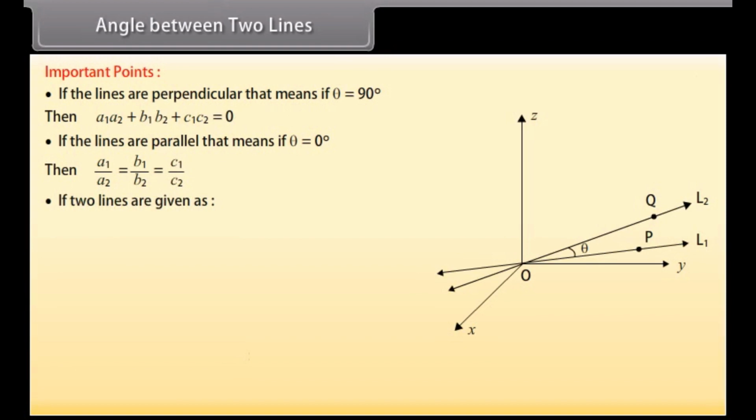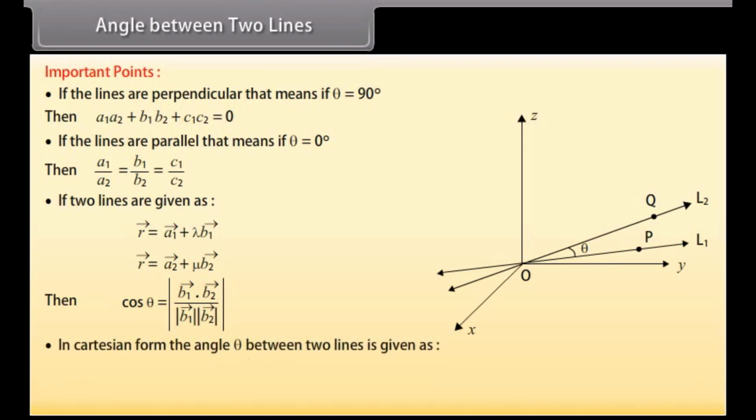If two lines are given as vector r equals vector a1 plus lambda vector b1, and vector r equals vector a2 plus mu vector b2, then cos theta equals modulus of vector b1 dot vector b2 by modulus of vector b1 into modulus of vector b2. In Cartesian form, the angle theta between two lines is given as cos theta equals modulus of (a1 a2 plus b1 b2 plus c1 c2) divided by square root of (a1 square plus b1 square plus c1 square) into square root of (a2 square plus b2 square plus c2 square).